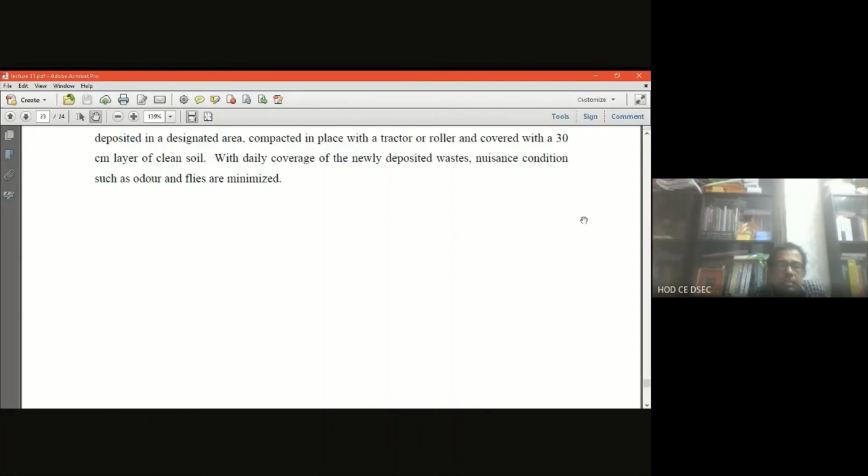We have also covered the conditioning of the sludge for better characteristics of the sludge, and the numerical sums: how to calculate the volume of the digester and how to calculate the area of the sludge drying bed. So I will conclude the module on sludge handling and disposal, that is module 6.